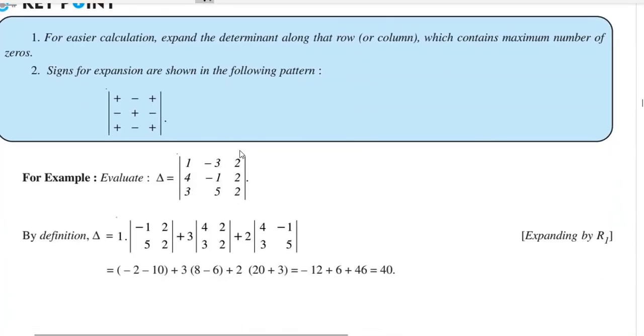For easier calculation, expand the determinant along that row which contains maximum number of zeros. This is one point to be remembered. If you want to find the determinant easily, expand that row or column which contains maximum number of zeros. And signs for expansions are shown in the following pattern. See, these are the signs. If you remember these signs, then it will be easy. So they have asked to find the determinant.